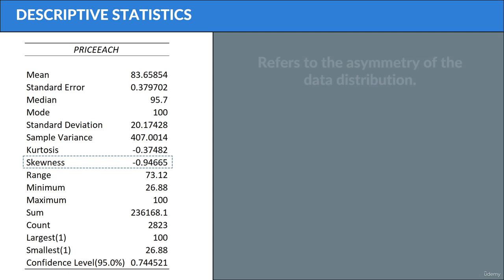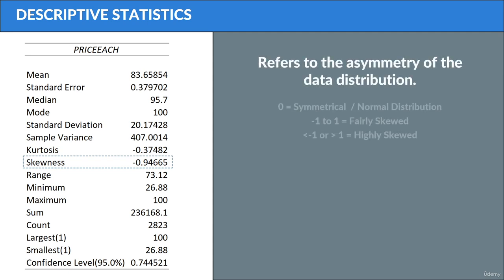Skewness, on the other hand, refers to the asymmetry of the data distribution. A skewness of 0 means that the data is symmetrical. Values of -1 to 1 indicate that the data is fairly skewed, whereas values that are either less than -1 or greater than 1 indicate that the data is highly skewed.